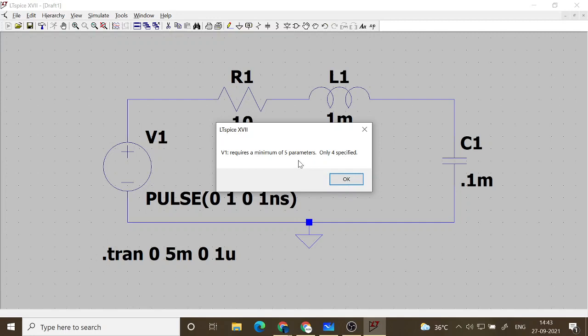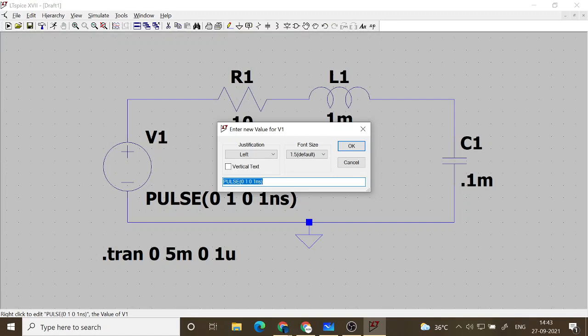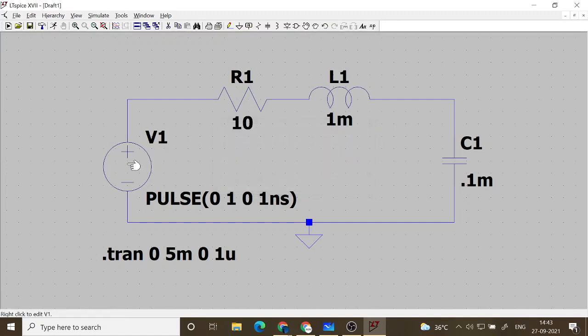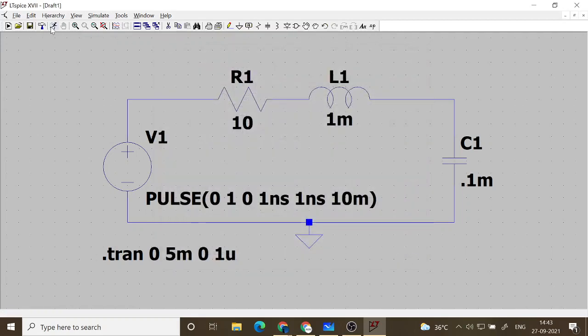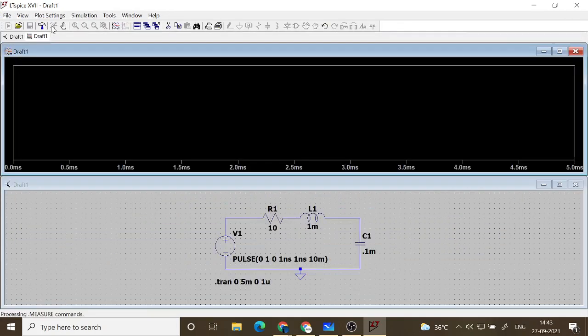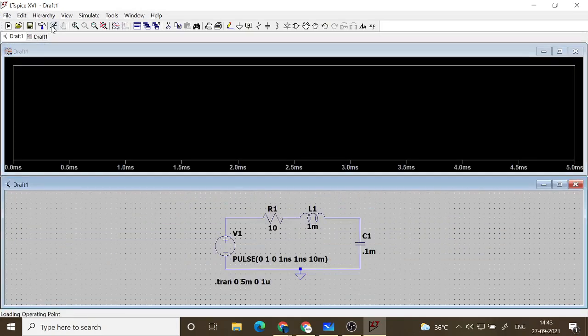Okay, it requires a minimum of 5 parameters, and I only specified 4. So this is not taking, so let me go back. In the definition I need to put one more value here. So this is also one, let me specify, say 10 millisecond. Okay, so now let's run. It is going.